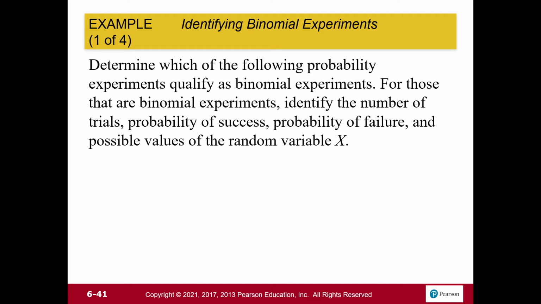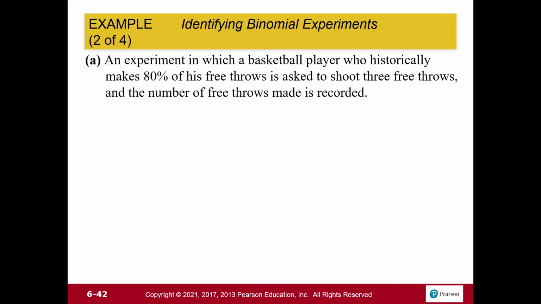And the first step is to determine whether something is a binomial experiment. For those that are binomial experiments, identify the number of trials, the probability of success, the probability of failure, and possible values of the random variable x. An experiment in which a basketball player who historically makes 80% of his free throws is asked to shoot 3 free throws, and the number of free throws made is recorded. So the probability of success would be 80%.